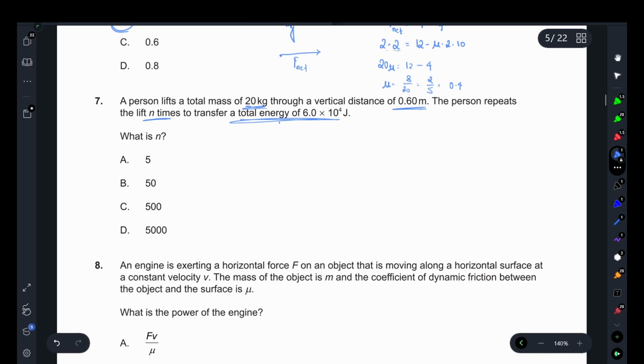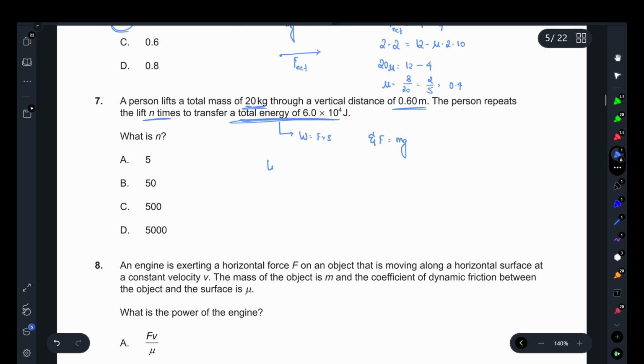Work. So right here, this question uses a bunch of basic formulas. Work is equal to force into displacement, and this total energy is the same as saying this much work has been done. And the force, the downward force that's acting, is mass times gravity, because work is done against gravity because it's being lifted up to a vertical distance.